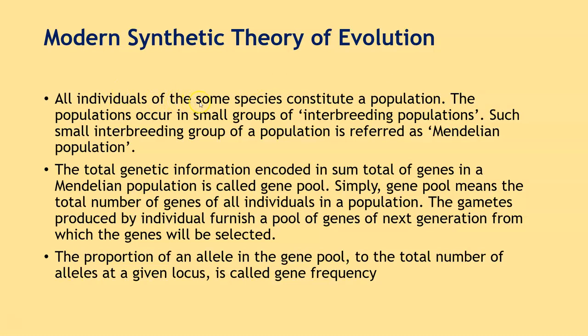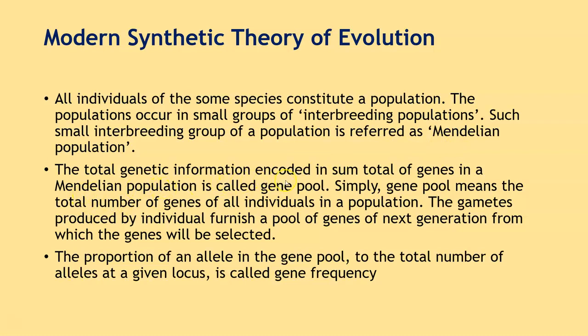All individuals of some species constitute a population. The populations occur in small groups of interbreeding individuals. Such small interbreeding groups of a population are referred to as a Mendelian population. So to understand the modern synthetic theory of evolution, we first need to understand what a Mendelian population is. A population, or a group of all individuals belonging to the same species that have the ability to interbreed, is called a Mendelian population.